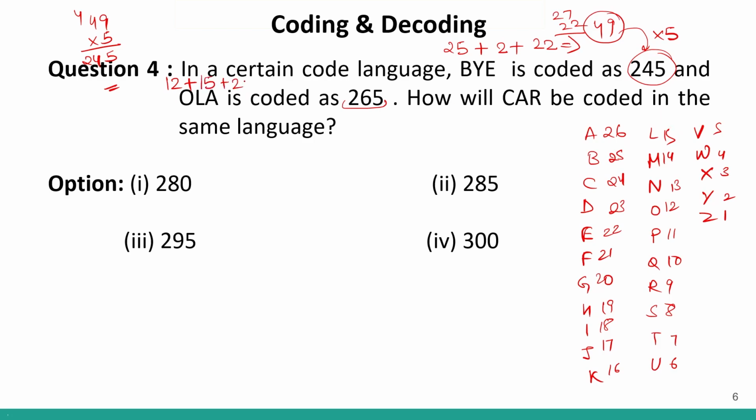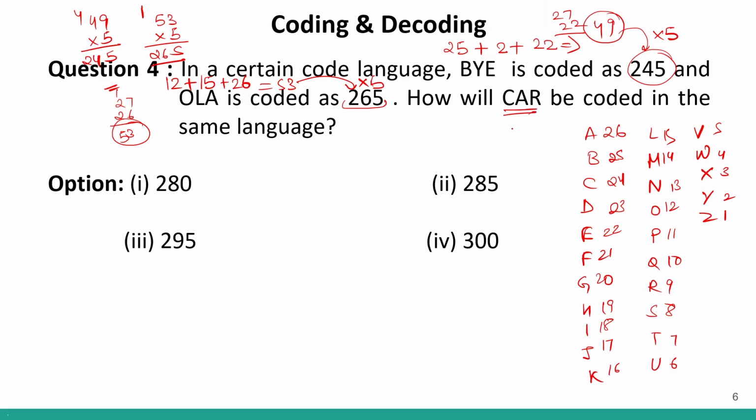A is 26. So to find the sum, this will be 27 plus 26, correct? So this will be 53. If I multiply 53 into 5, this will be 15, then 25 plus 1, 26. So this is basically 53 into 5. So the sum of backward ranks into 5.